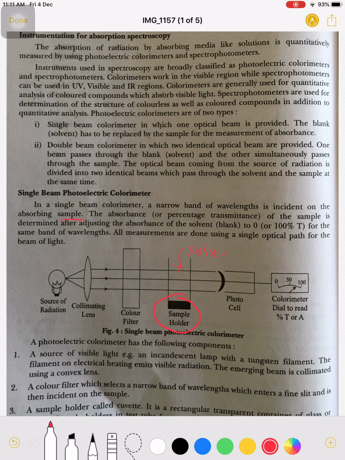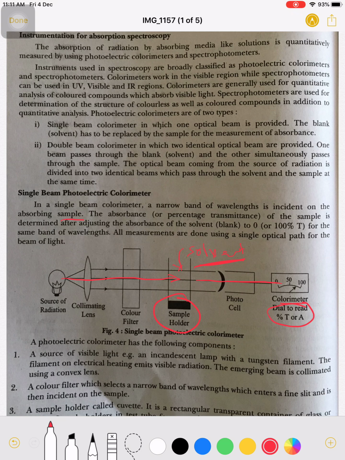So we are using a solvent solution as a blank, and through this solvent we are passing a narrow beam of radiation. When it passes through this blank solvent, it comes to the photocell and is incident on the colorimeter, and we are going to read the transmittance and absorbance.